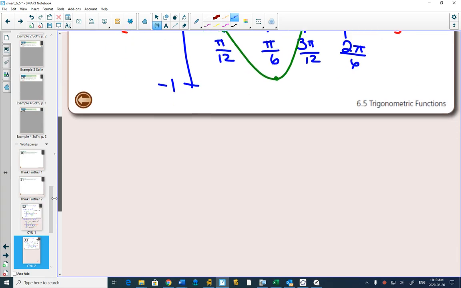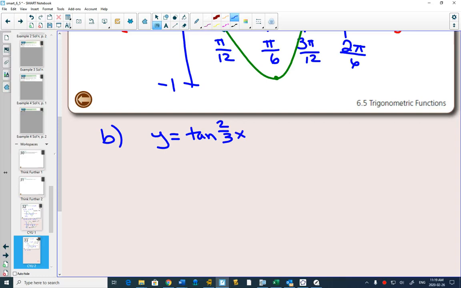Okay, part B. Part B was y equals tan of 2/3 x. This is going to be a horizontal stretch. You're going to multiply your x values by 3 over 2, the reciprocal.